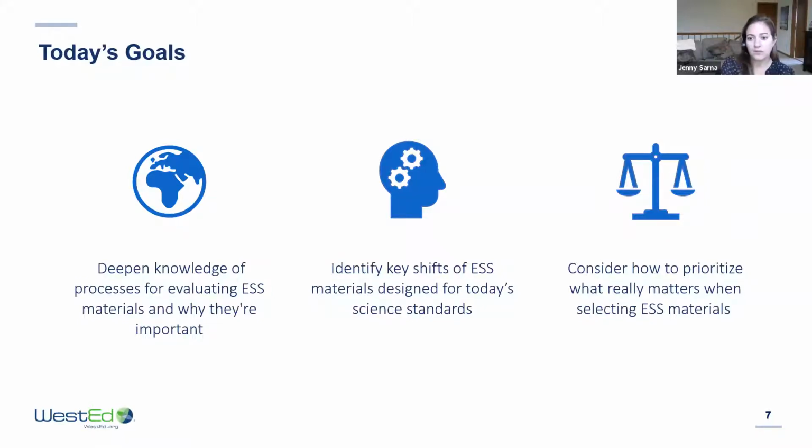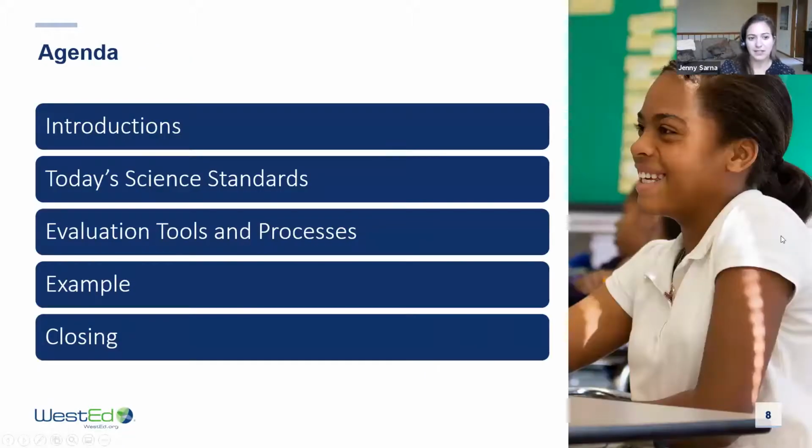We want to get really specific next about what shifts we're looking for in materials. And finally, we want to leave you with some resources to help you decide which design features are important when you yourself are either designing or evaluating earth and space science materials. And so just a quick overview of our agenda for today. We're going to dive right in, first of all, with some introductions.